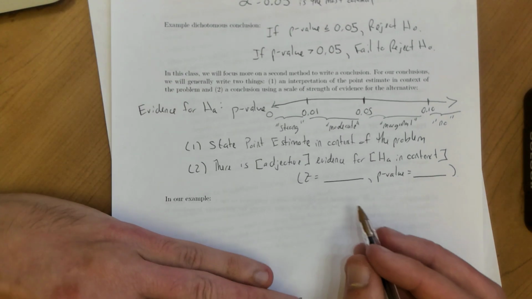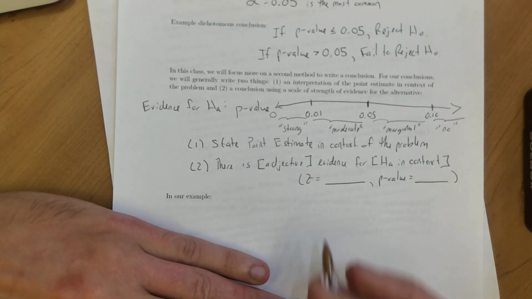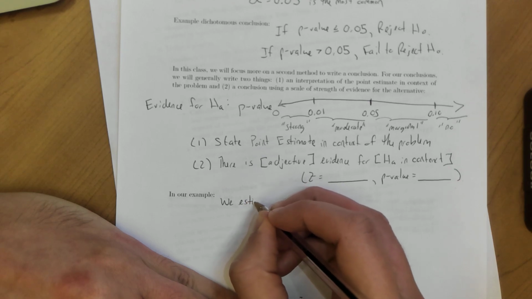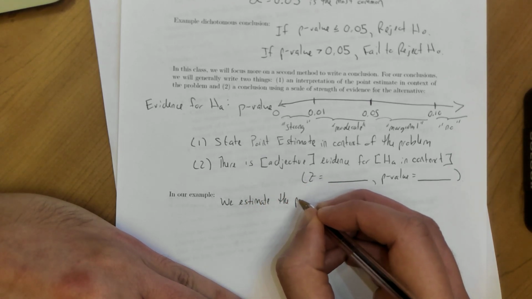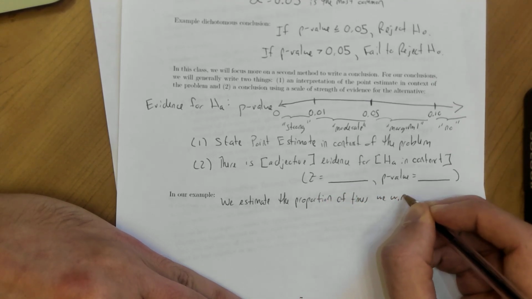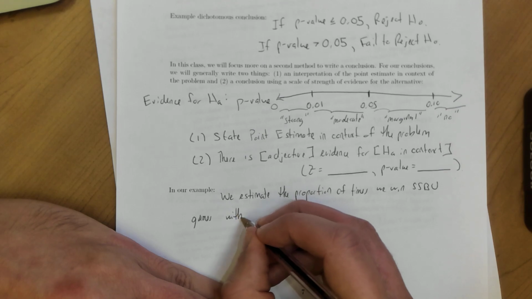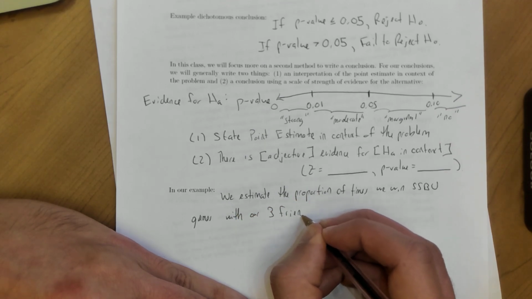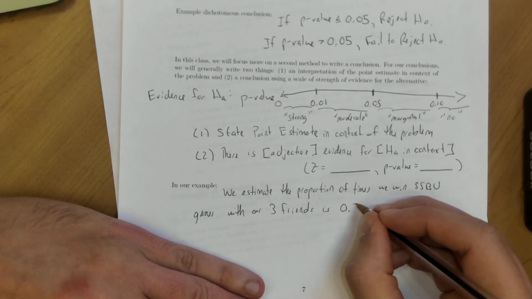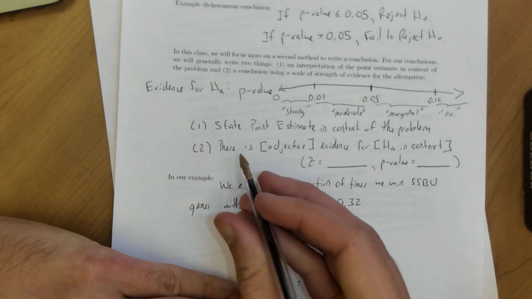What this will look like for this problem is, okay, so our point estimate, that is our sample proportion of matches that we've won in our sample of 50. So we would say, all right, we estimate the proportion of times we win Super Smash Bros. Ultimate games with our 3 friends is, and this is the proportion that we get from the data we've collected, which was 16 over 50, or 0.32. That's part 1.